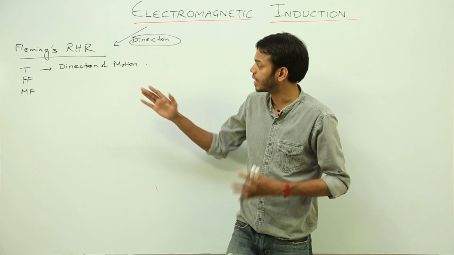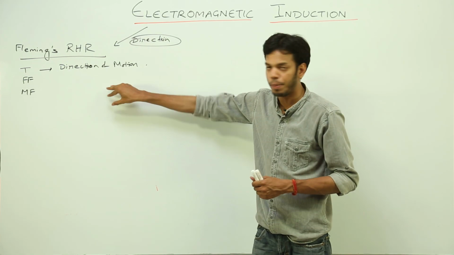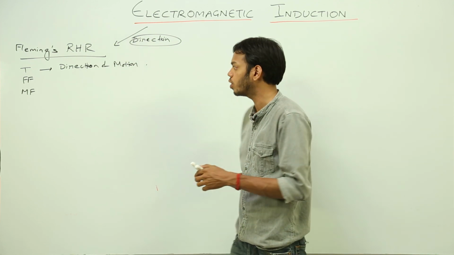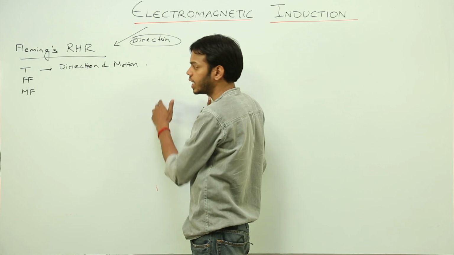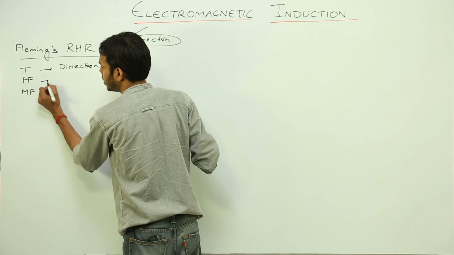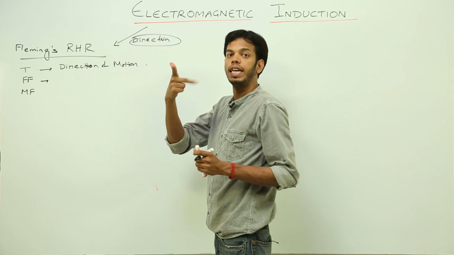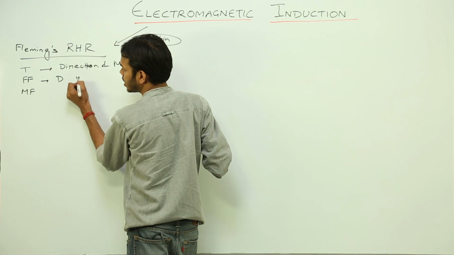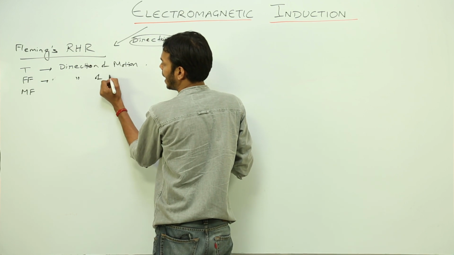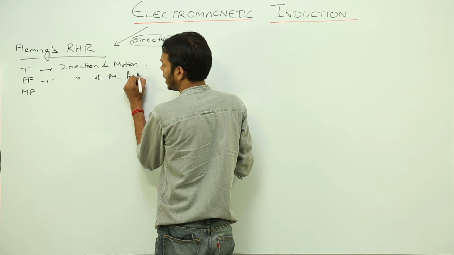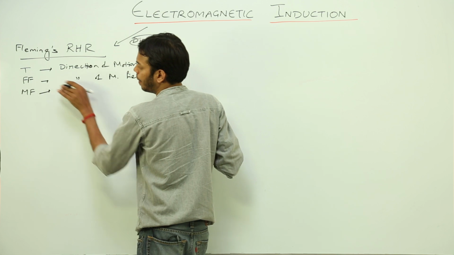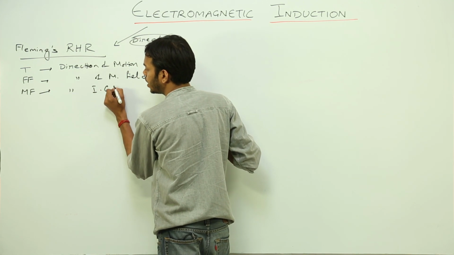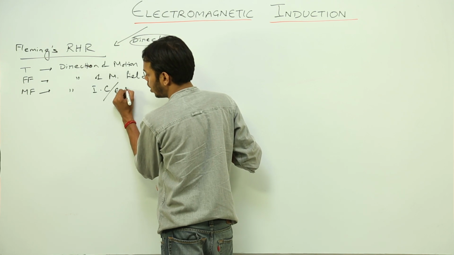I was saying that direction of motion is elaborated here because we do not move the magnet, we move the coil, we rotate it. That's why direction of motion is there. Then the first finger gives us the magnetic field direction. Lastly, the middle finger is giving us the direction of induced current or induced voltage or induced EMF.